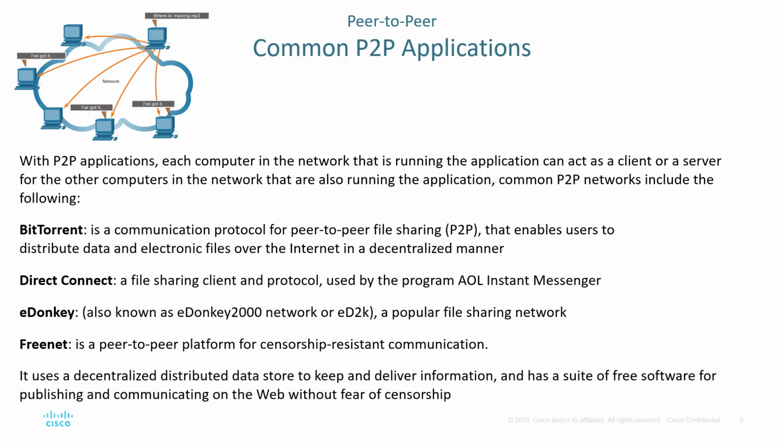eDonkey, also known as eDonkey 2000 Network or D2K, is also a popular file sharing network application or protocol, excuse me. And then Freenet is a peer-to-peer platform for censorship-resistant communication. There are a plethora of P2P applications out there. Freenet uses a decentralized distributed data store to keep and deliver information and has a suite of free software for publishing and communicating on the web without fear of censorship.